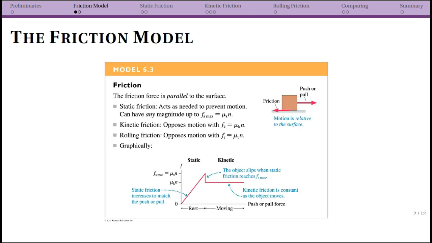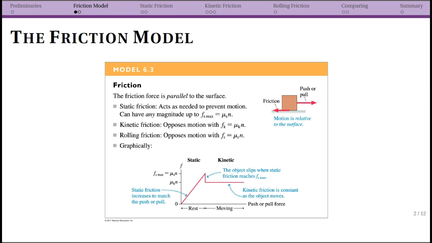So first, let's talk about the friction model. The friction model is a simplification. This is a major simplification in that we'll talk next slide about what is actually happening at the microscopic and even the macroscopic level. What's really happening is very complicated. We don't want to calculate that. So instead, we're just going to make this nice simplification.